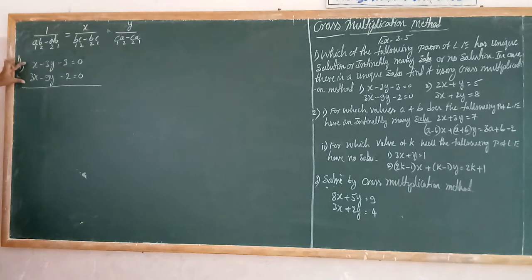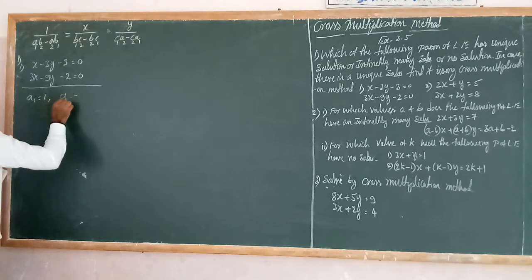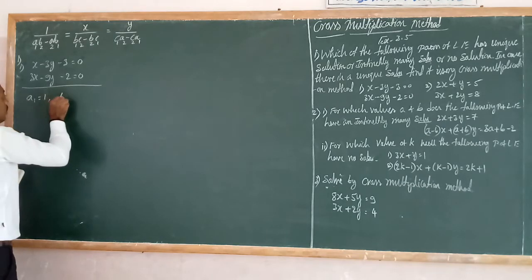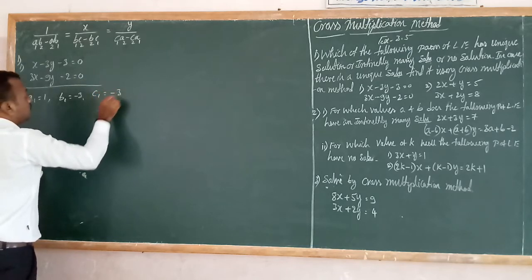Do these pairs of linear equations have a unique solution, no solution, or infinitely many solutions? In case of a unique solution, we have to find the x and y values by the cross multiplication method. Let us check whether it is unique or not. First of all, a1 is equal to 1, b1 is equal to minus 3 and c1 is also minus 3.